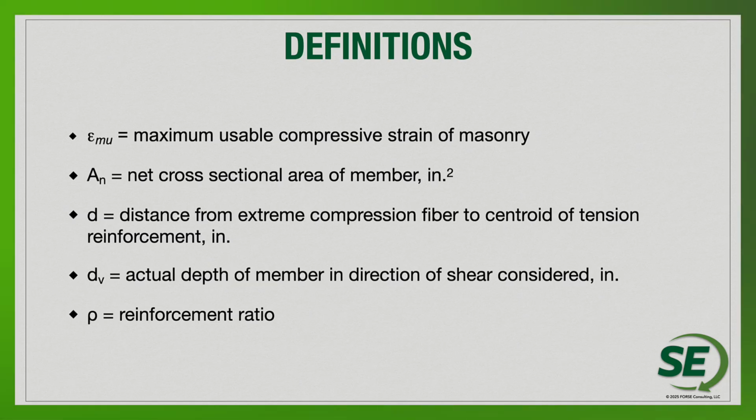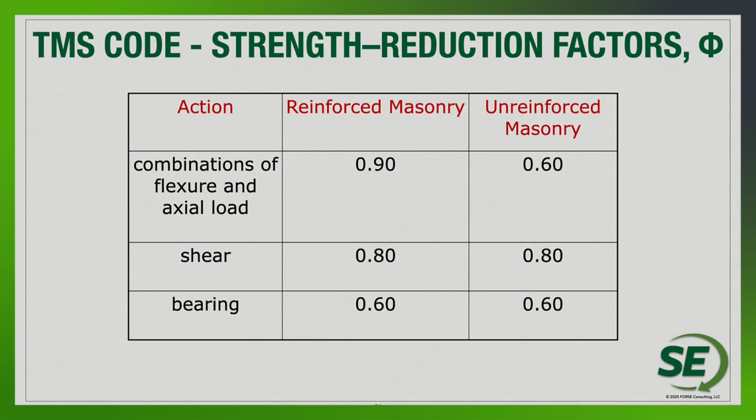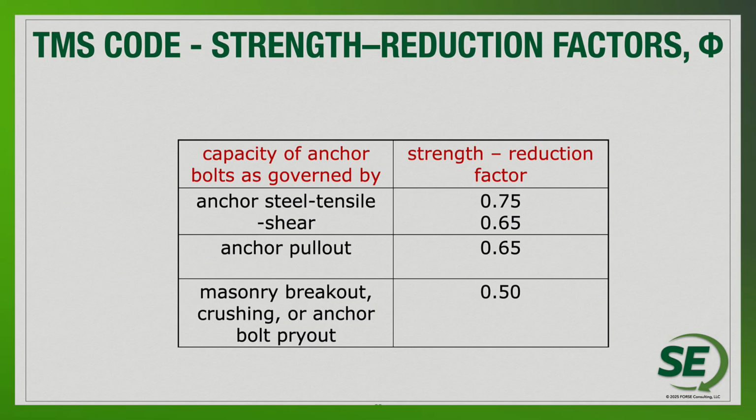Strength reduction factors, phi. We're going to have different phi factors for different types of conditions. Here for reinforced masonry, combinations of flexure and axial load, we have 0.9. For shear, 0.8. For bearing, it would be 0.6. And then you could see the unreinforced masonry factors as well. We also have phi factors that we consider for connection capacity equations. So you can see those addressed here in the chart as well.